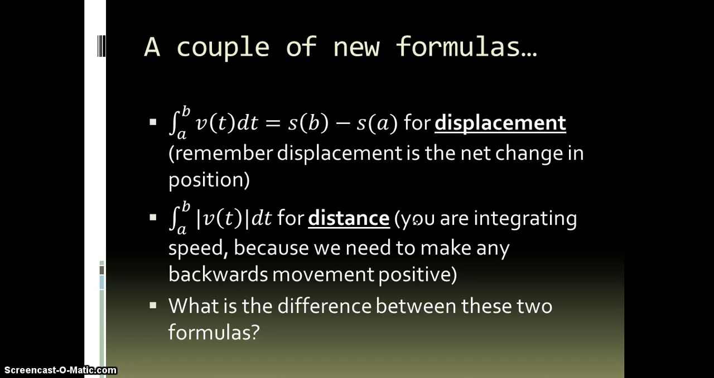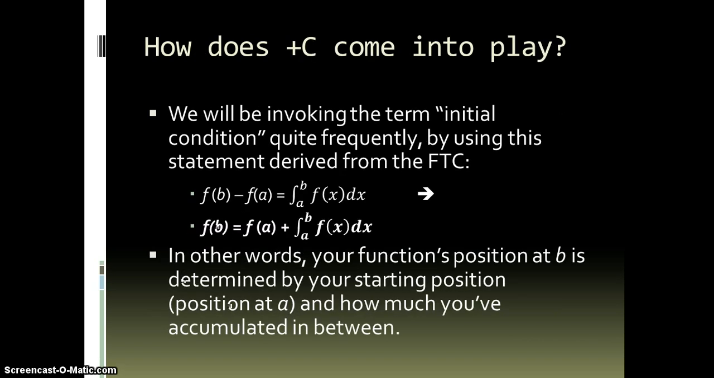Similarly, we can come up with a formula for distance. With distance, all we need to do is remember that we're going to integrate speed, which would be the absolute value of velocity. We want to make any backwards movement positive. When we talked about distance initially, we said that if we move backwards, we still count that as positive movement because we're still moving a distance. So what is the difference between these two formulas? The formula for displacement's integral has no absolute value, while the formula for distance's integral has an absolute value.